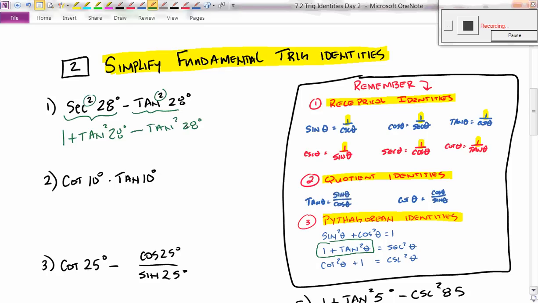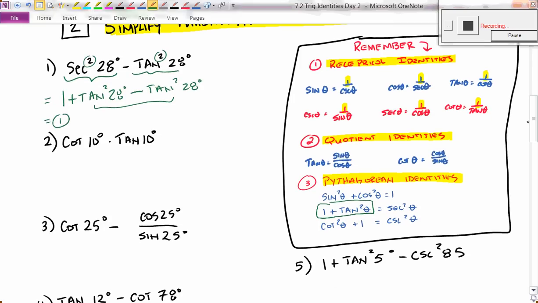Now 1 plus tangent squared of 28 degrees minus the tangent squared of 28 degrees. These two pieces cancel out. So all I'm left with is an answer of 1. So secant squared 28 minus tan squared 28 is an answer of 1. And we use the Pythagorean identities to get us there. Okay, let's talk about this one.